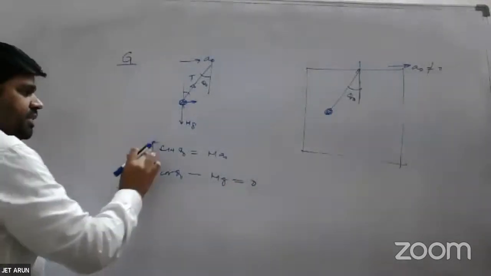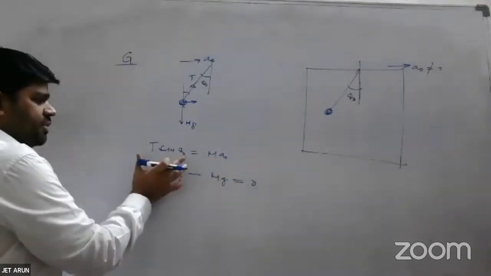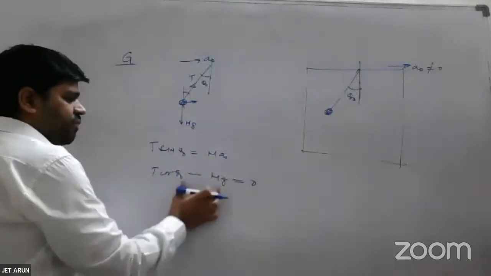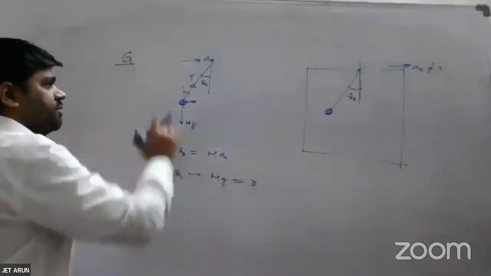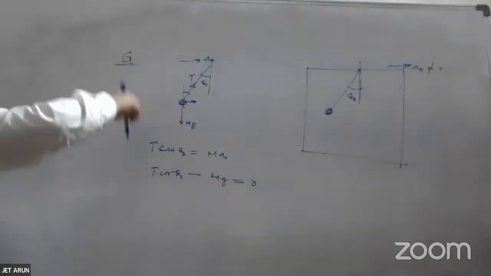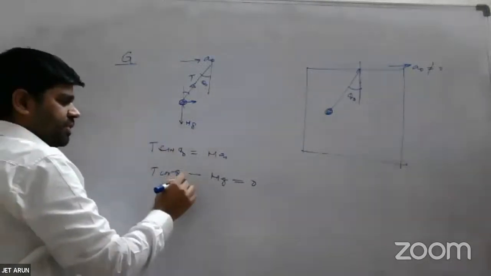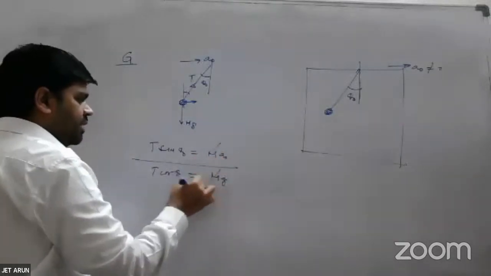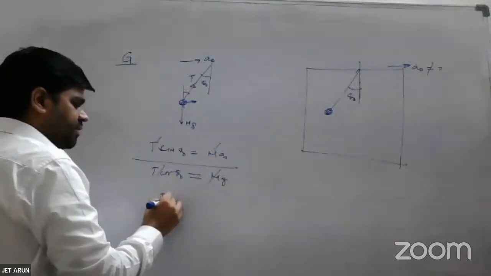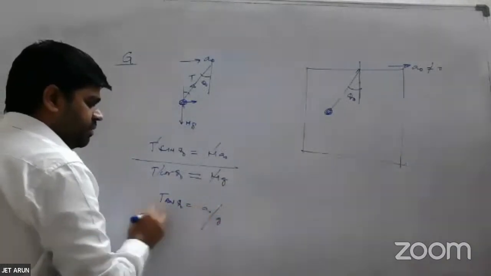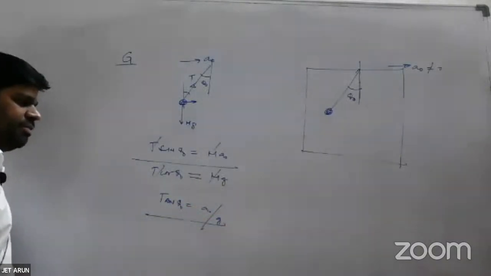There's a difference, students. T sine theta is equal to mass into acceleration, meaning this force is resulting in this acceleration. T cos theta minus mg, meaning the net force is equal to 0 since there is no vertical acceleration. With respect to ground, there's only horizontal acceleration. So T cos theta is equal to mg. If I divide these two equations, m gets cancelled out, T gets cancelled out, and I have tan theta is equal to a by g. So theta is tan inverse a by g.